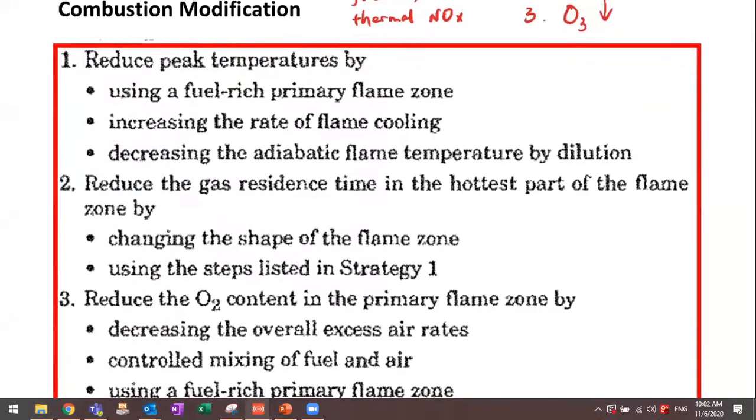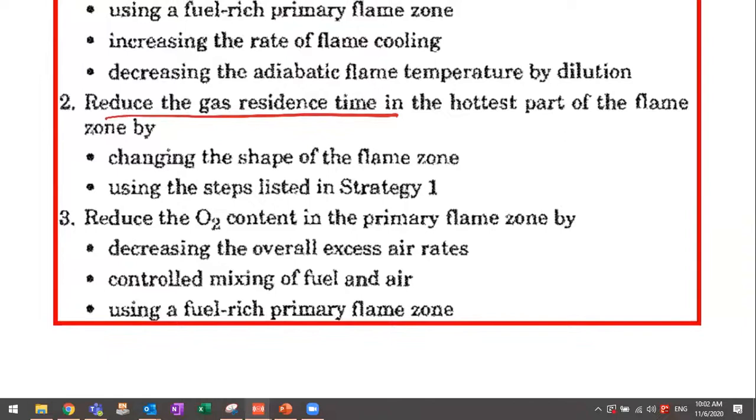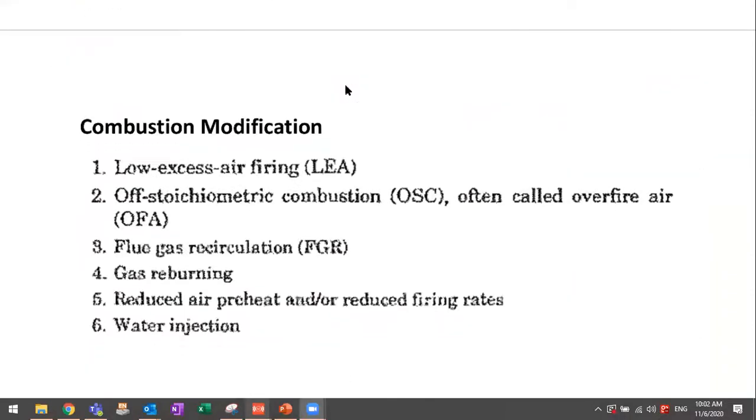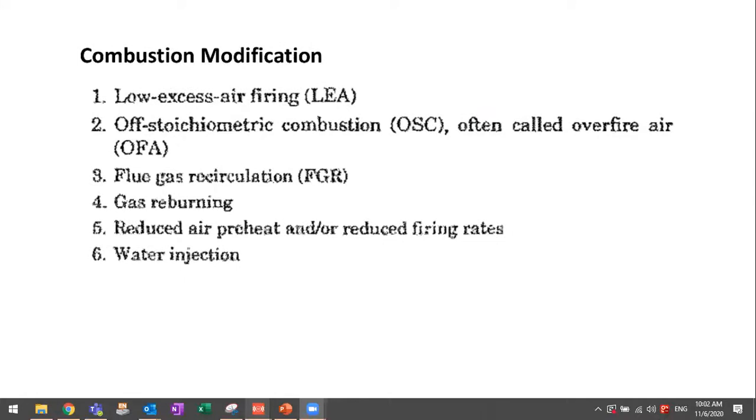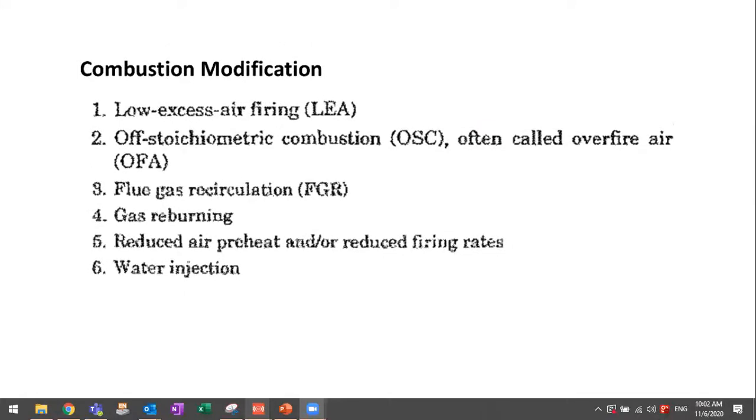So here, basically, I'm repeating myself. We can reduce the peak temperature, reduce the gas residence time, and also reduce the oxygen content in the flame. That's why we narrowed down to these techniques, right? The one that we talk quite a lot about is the overfire air, the OFA here, or the OSC.